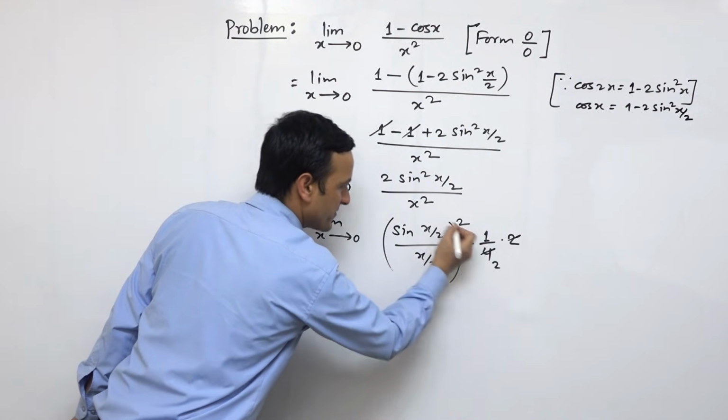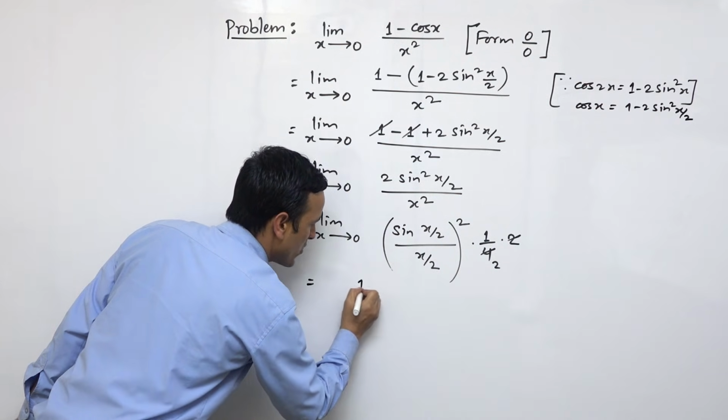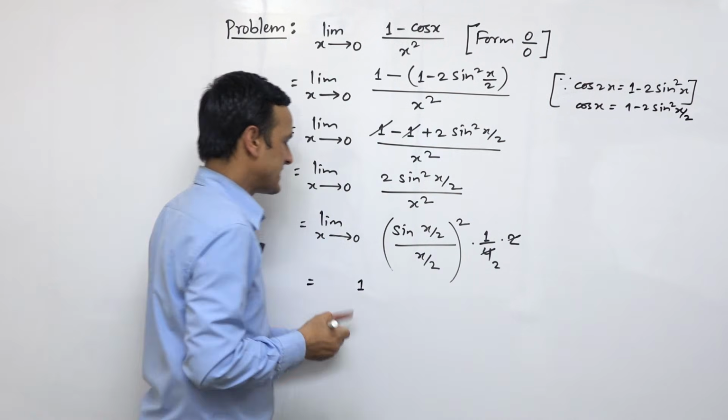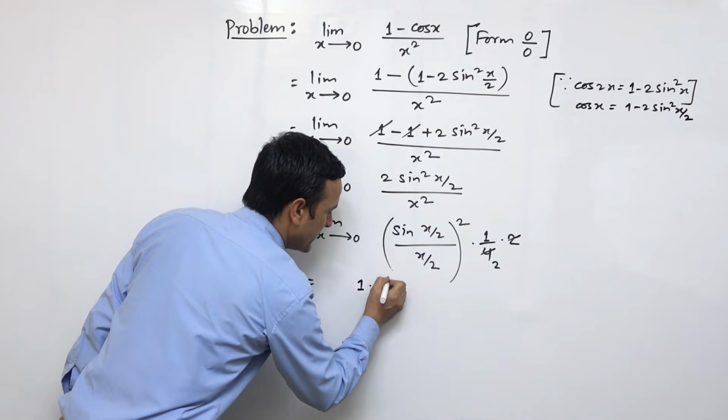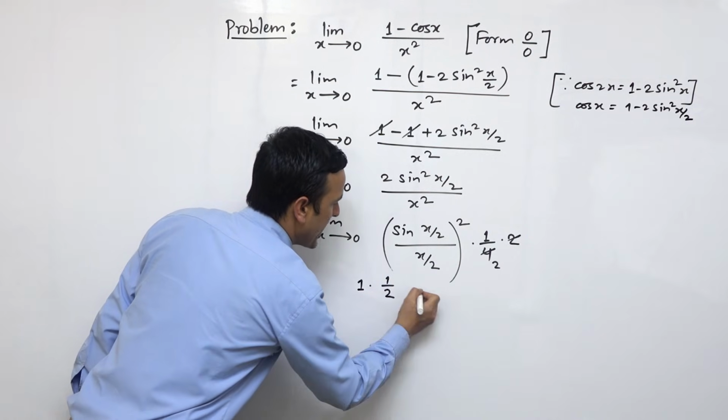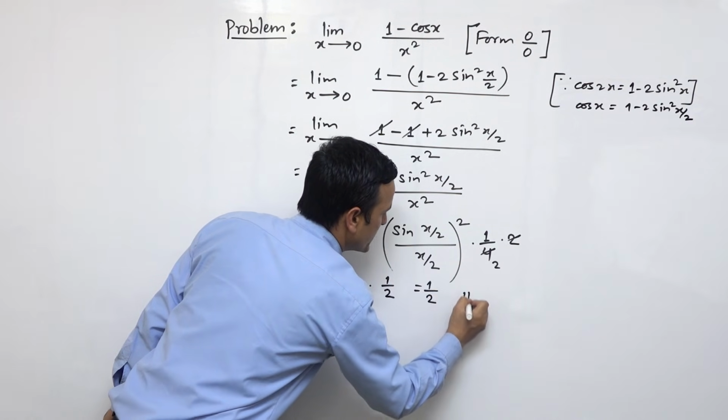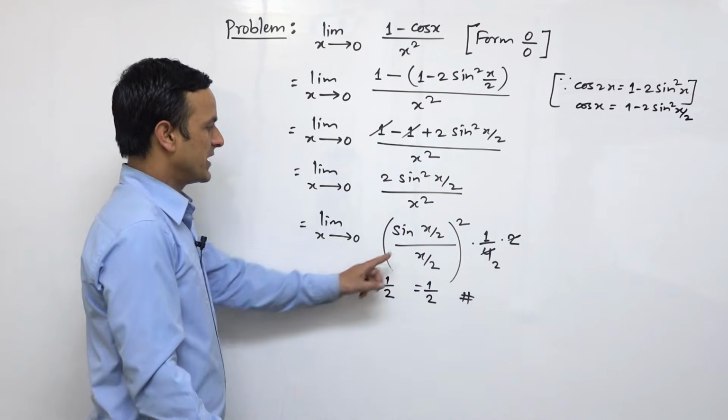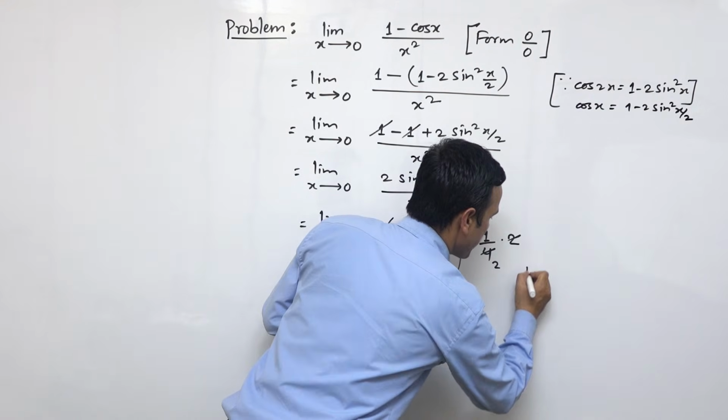The limiting value of this type of function is always 1, and 1 squared is also 1, and here we have 1 by 2. So the final answer is 1 by 2. So this is the answer. In this case we can use this type of formula.